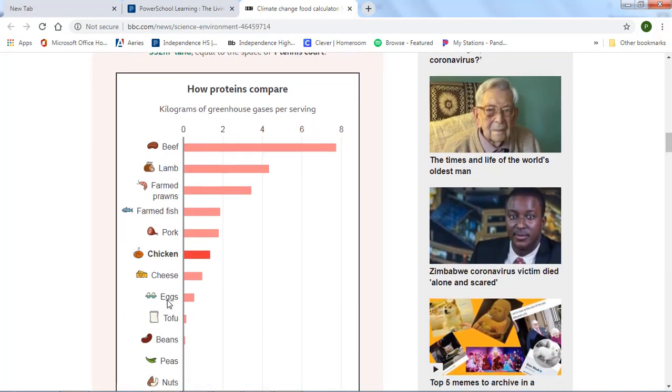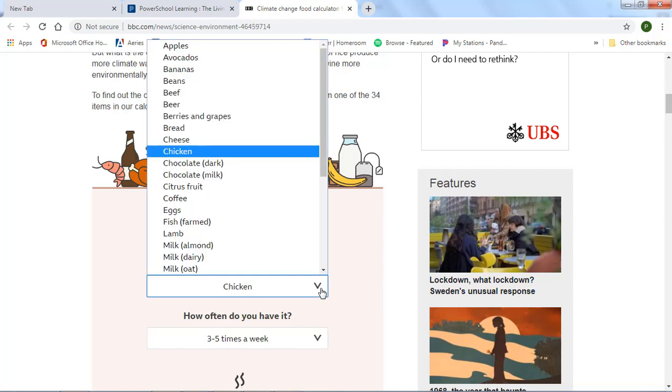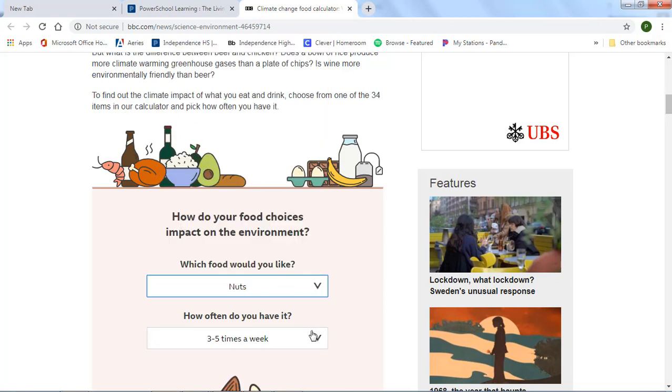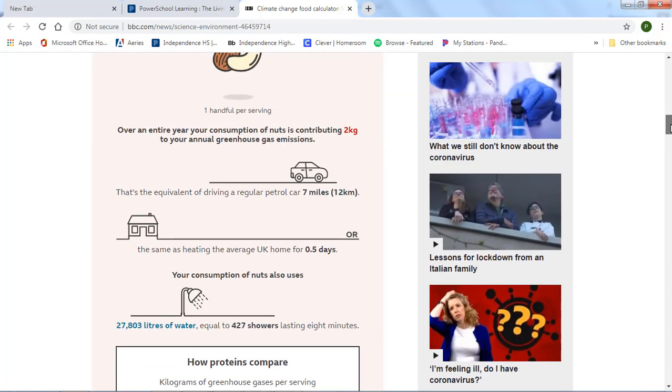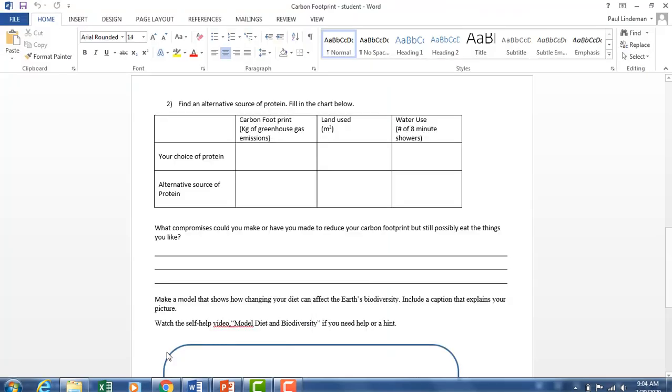So instead of eating chicken, another way I could get protein would be eggs or tofu or beans or peas or nuts. So I might choose one of those, and then I would go back to my calculator, and I might put in nuts, and I would do 3 to 5 times a week, and I would see how my carbon footprint has changed from that.